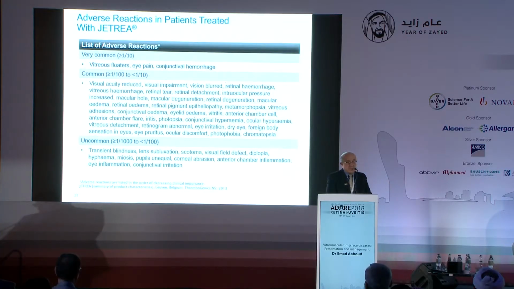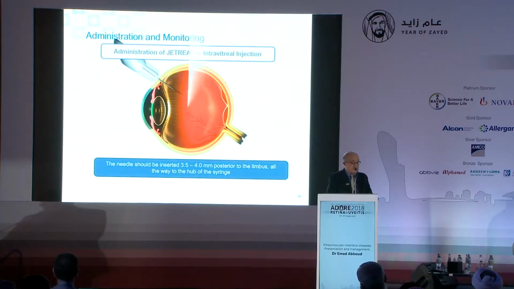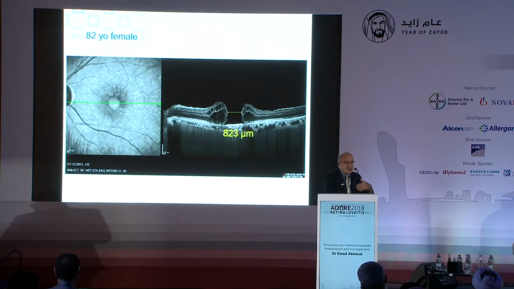From the studies themselves, there are a large number of possible complications. Importantly, you can have a decrease in visual acuity and an affected electroretinogram, and we don't really know when or why it happens. In addition, this needs special handling with freezer and reconstitution, although the company says that in the future they will offer Jetrea that doesn't need to be reconstituted.